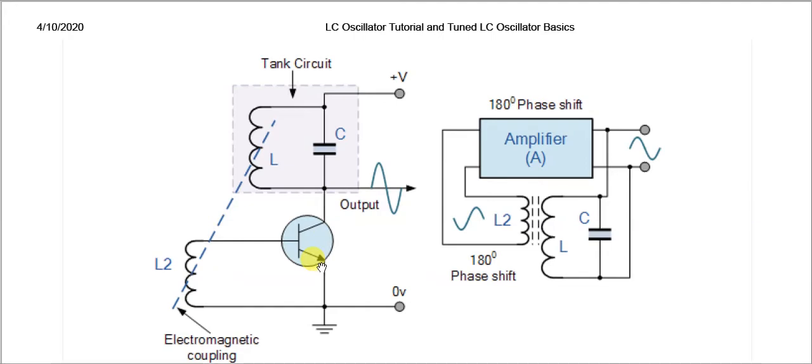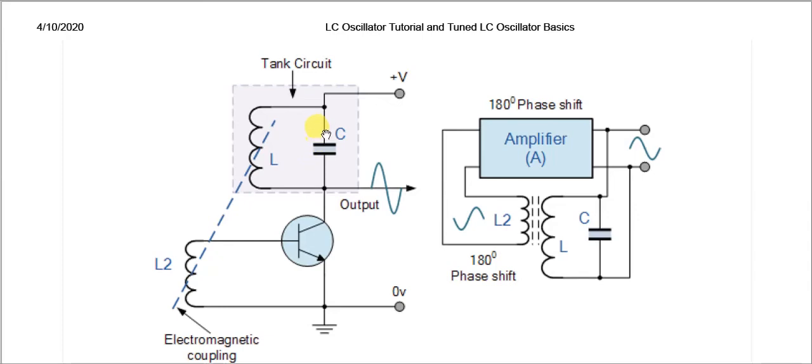So this is the collector, this is the base, this is the emitter. The emitter is common, so this is a common emitter transistor amplifier. This is the base, and at the base there is the L2 inductor. In the collector we have connected the LC tank circuit. L is the inductance and C is the capacitance. So this is the block diagram of the same amplifier.